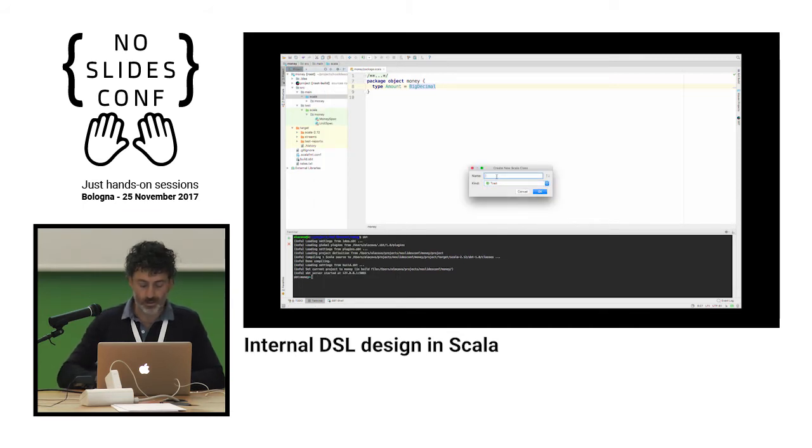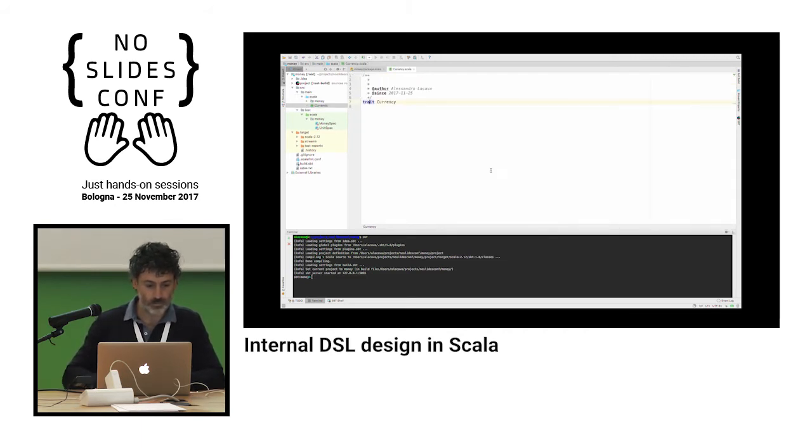Okay, currency. I just defined two currencies for the scope of this session. Of course, in a real world application, we'd define all the currencies. Object euro extends currency. And, I don't know, dollars. Currency.